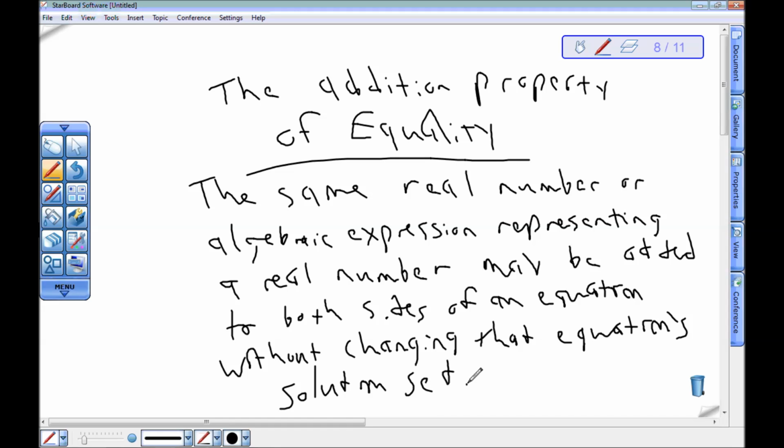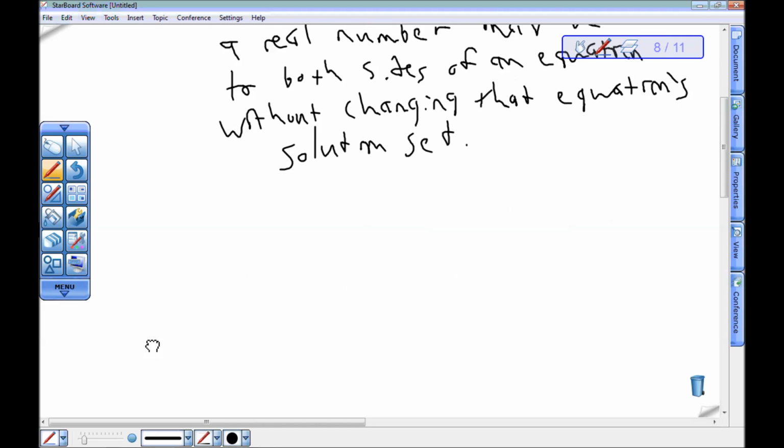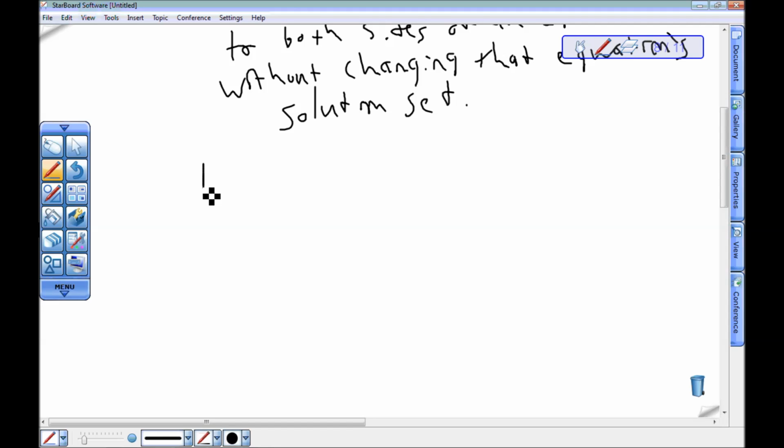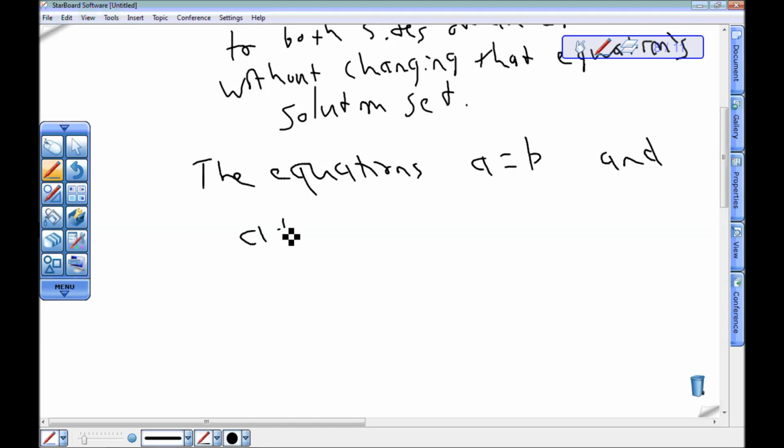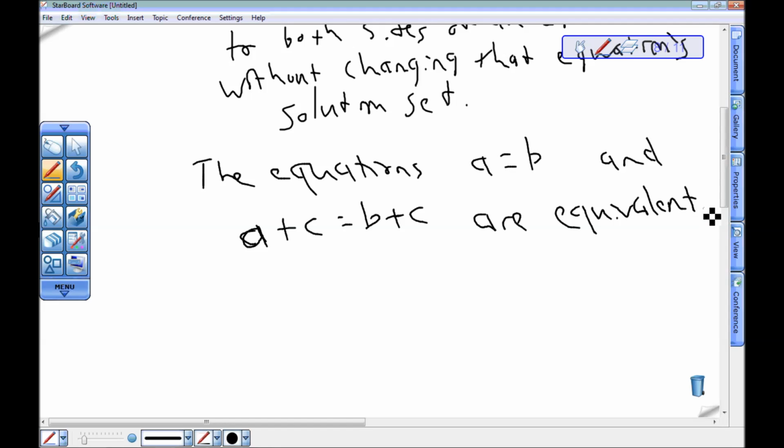Okay, I can add the same thing to both sides of an equation and it will still have the same solution set. More explicitly, the equations A equals B and A plus C equals B plus C are equivalent. Those two equations have the same solution set, so long as that term C is a real number or an algebraic expression representing a real number.